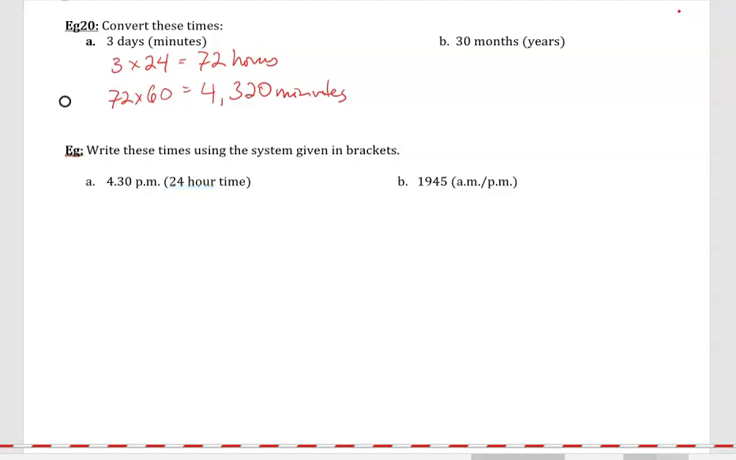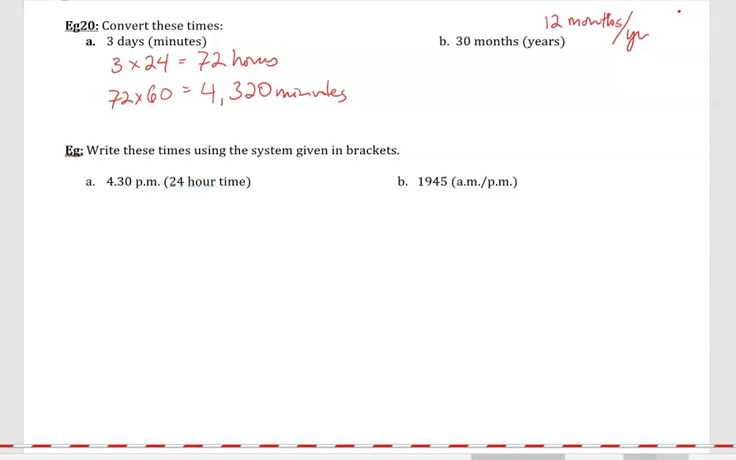Now 30 months in years, we need to know that there are 12 months, I'll write it as a rate, per year. And if you want to be really, really accurate, you probably wouldn't use this because you know that some months are 30 days, some months are 28, and February is sometimes 29. So it's a ballpark kind of figure. It's not really always the best way.